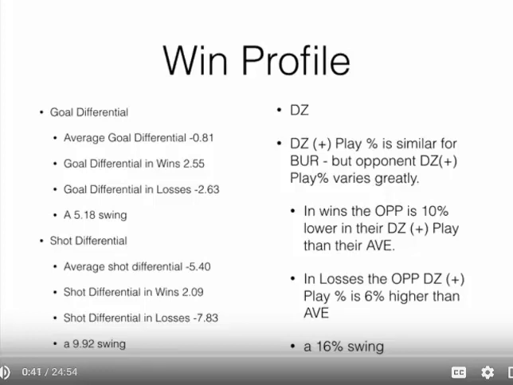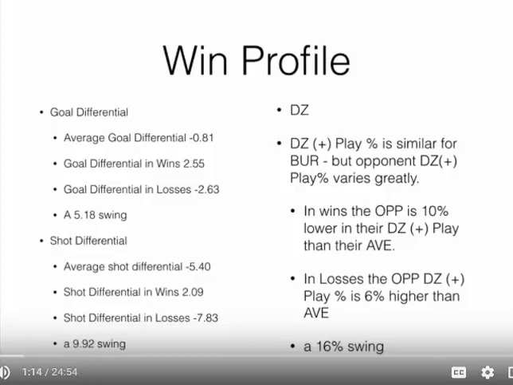So if we take a look at this graphic here, we have just the overall goal differential. This isn't necessarily just for D, this is from a team perspective. So average goal differential for the season was minus 0.81. So almost a full goal, well, at least over 3/4 of a goal against advantage for the opponent. Total goal differential in wins, however, was over 2.5, but goal differential in losses was the opposite at minus 2.63. So a 5.18 swing in goal differential between wins and losses.